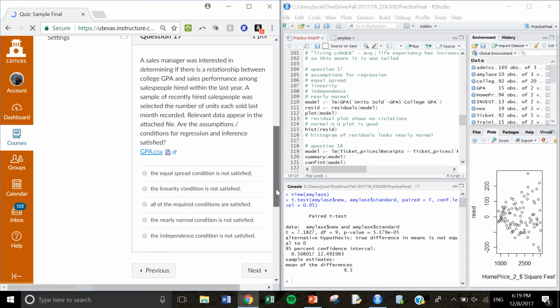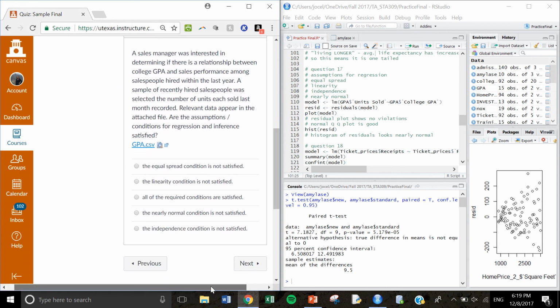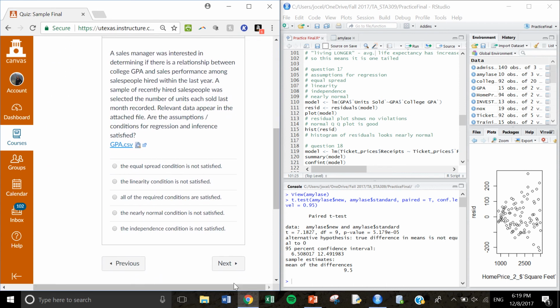Question number 17. A sales manager was interested in determining if there is a relationship between college GPA and sales performance among salespeople hired within the last year. A sample of salespeople was selected, and relevant data is in GPA, and we're trying to see if the assumptions and conditions for regression and inference are satisfied.